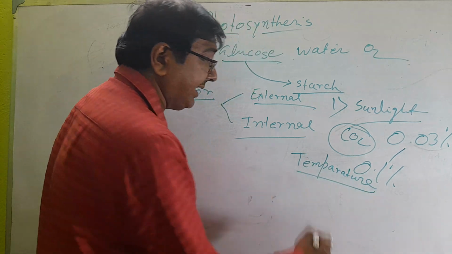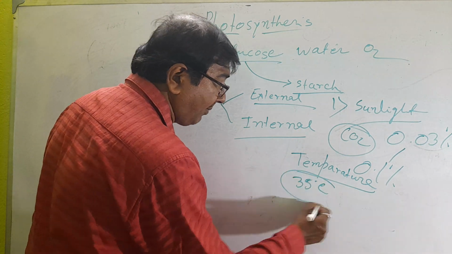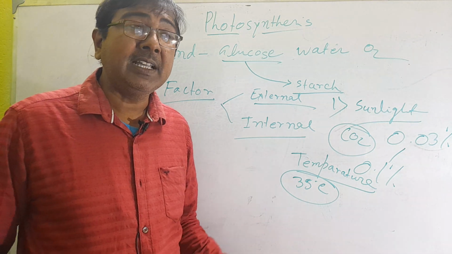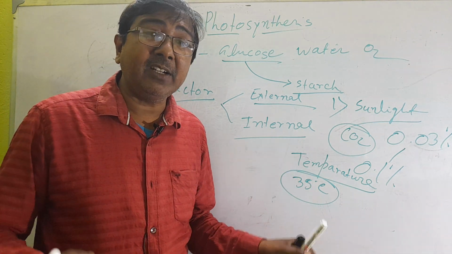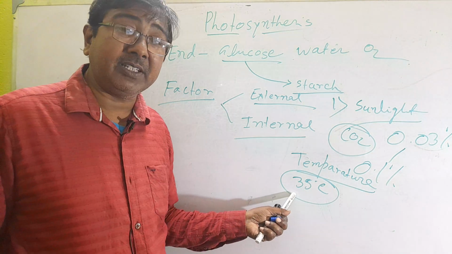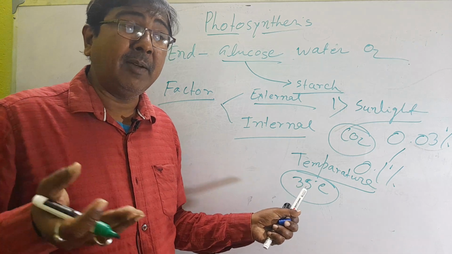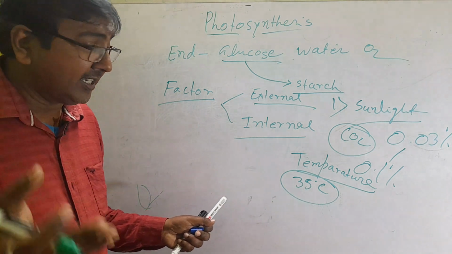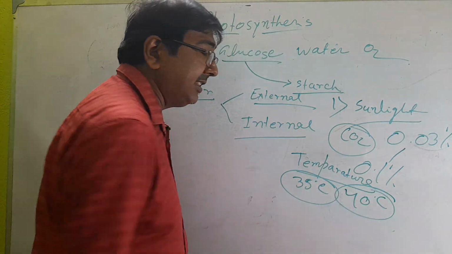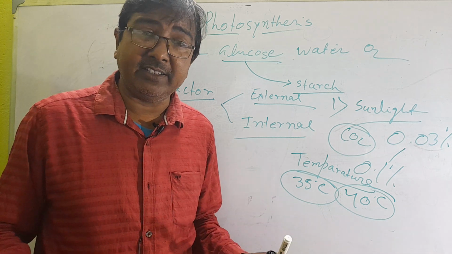Then another, temperature. Temperature is also one external factor. 35 degrees Celsius is the optimum temperature for photosynthesis. What is optimum temperature? The temperature at which the rate of photosynthesis is maximum is called the optimum temperature. Up to 35 degrees, the rate of photosynthesis increases, but from 35 to 40 it decreases, and after 40 degrees Celsius the photosynthesis will stop because solarization occurs.